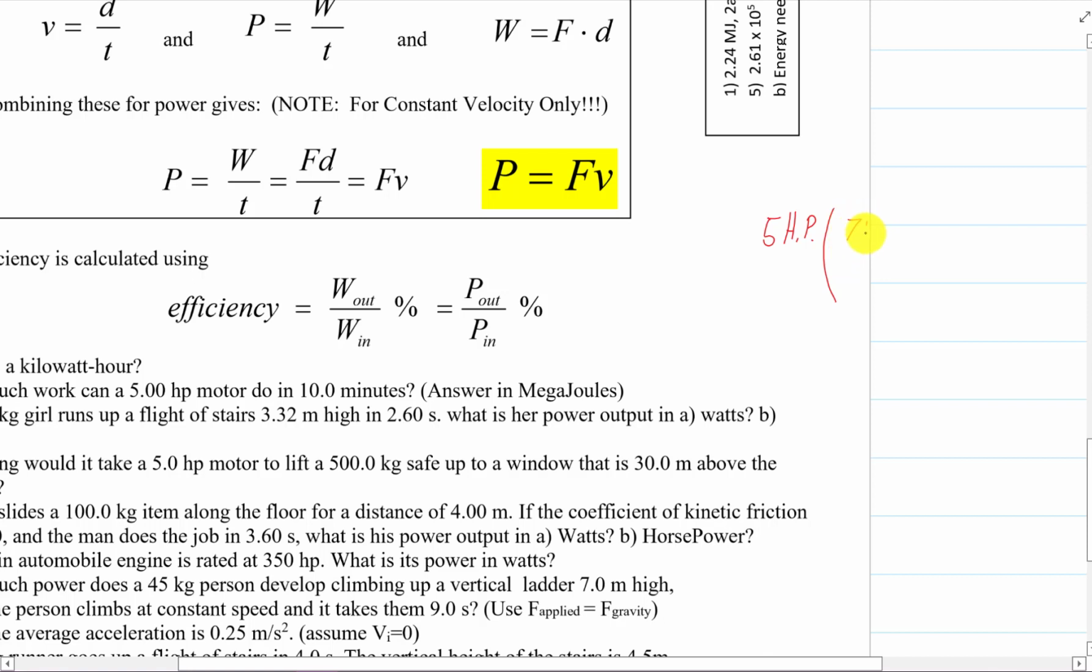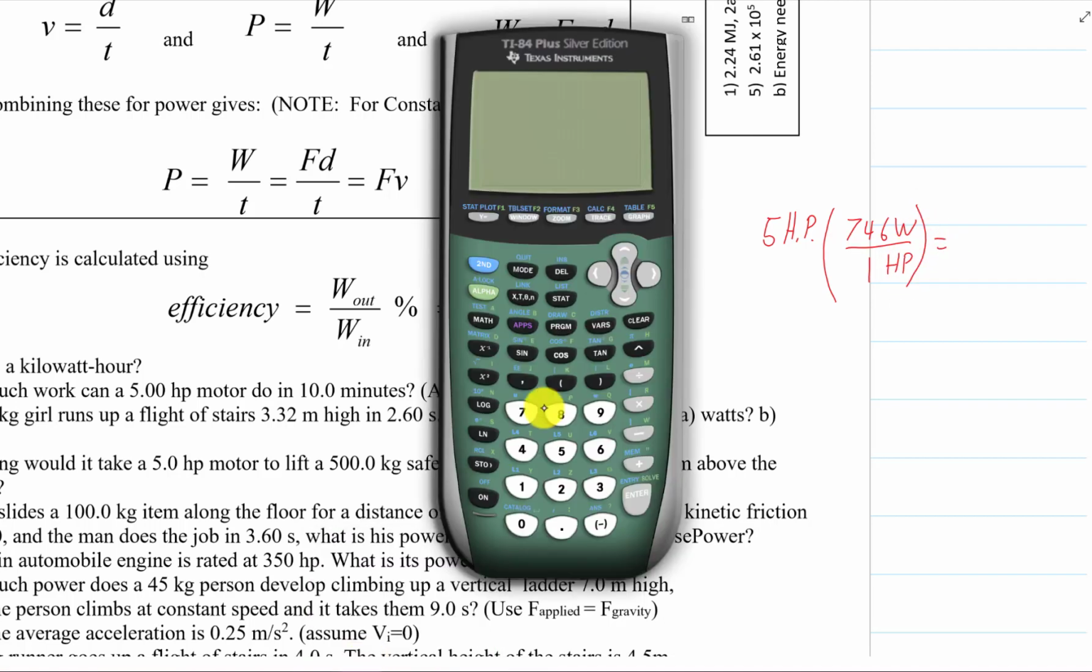The calculation for that is 746 watts is 1 horsepower. That's the conversion factor. So 5 times 746 is going to be a 3,730 watt motor.